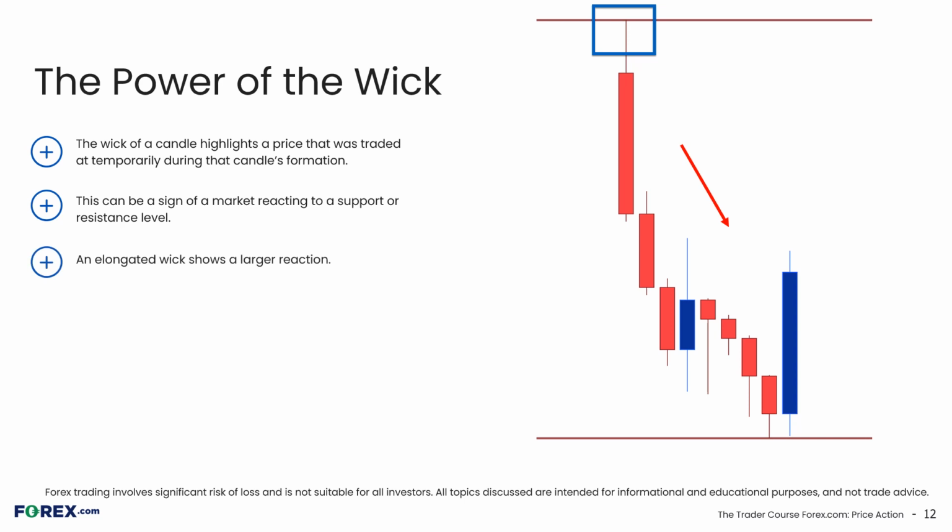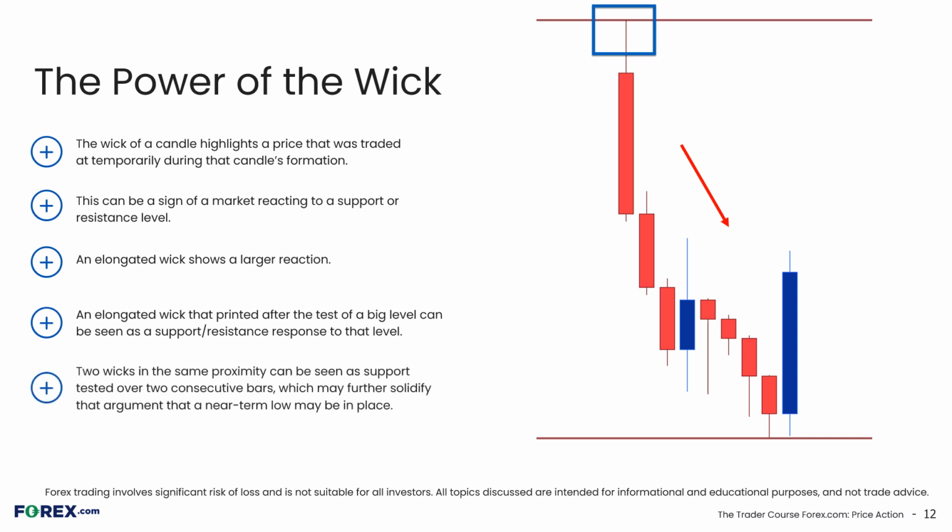An elongated wick highlights a larger reaction, and an elongated wick that printed after the test of a key level can be seen as a support or resistance reaction that may have taken place because of that level. This doesn't have to be from a single wick, however, as a series of wicks printing at the same price or same level over multiple bars can further solidify that argument that support or resistance may be helping to pull new buyers into the equation.